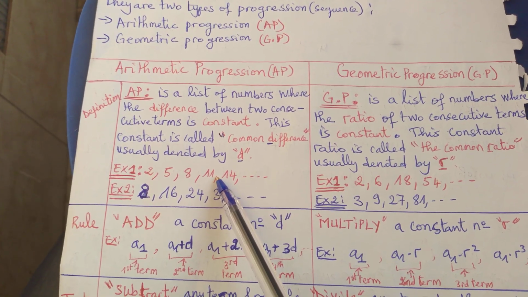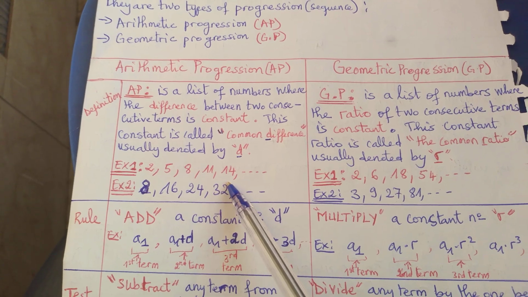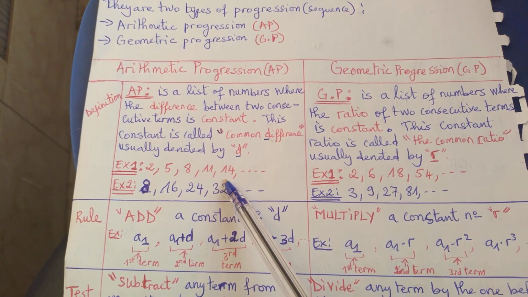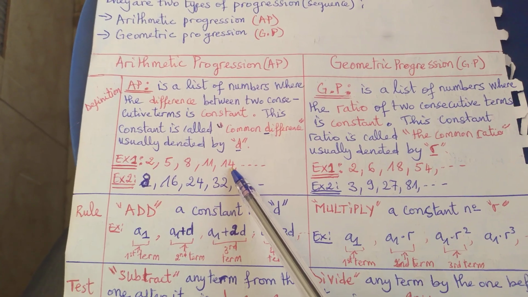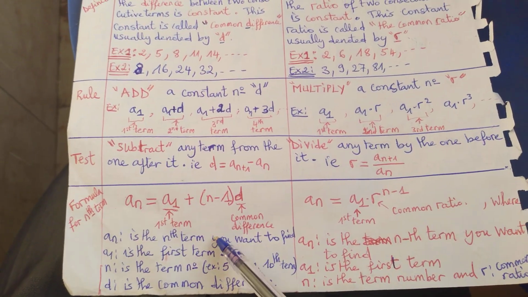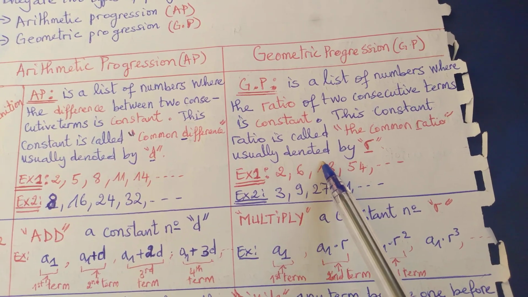By adding 3. Now I have given only 5 terms. What if I ask you to give me the 15 terms of this progression? How will you do? You simply apply this formula. It's the same thing with geometric progression.